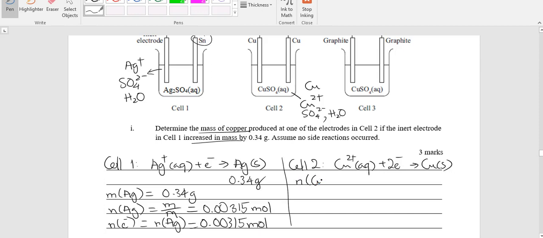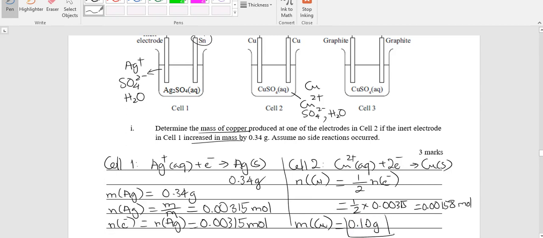Okay, and I'm going to use this number of mole of electrons to get to the number of mole of copper, which is going to be 1/2 n of electrons, or half the number of mole of electrons, which is a half of 0.00315. So divide that by 2, you get 0.00158 mole. And then from there, I'm going to find the mass. That's n times 63.5. I'm looking at two significant figures, 0.10 grams.